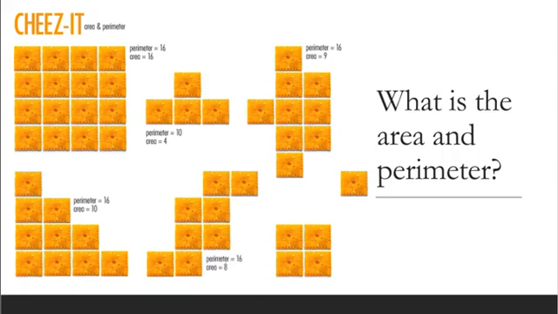8 Cheez-Its squared. How about the perimeter of this one? This time the perimeter is 8 and the area is 4. What about the perimeter of this one? It's just one Cheez-It. Let's count around. 1, 2, 3, 4. 4 units around, and the area is 1.